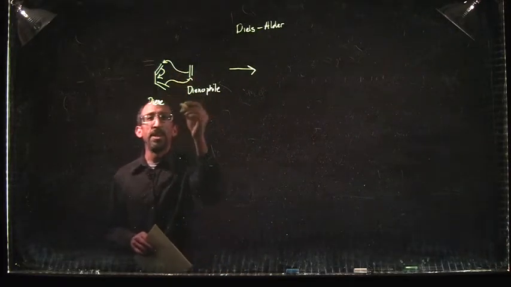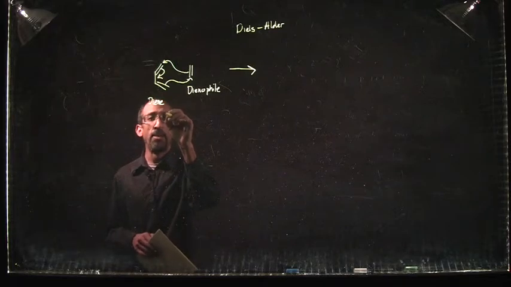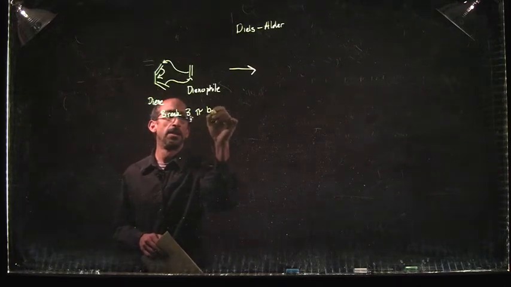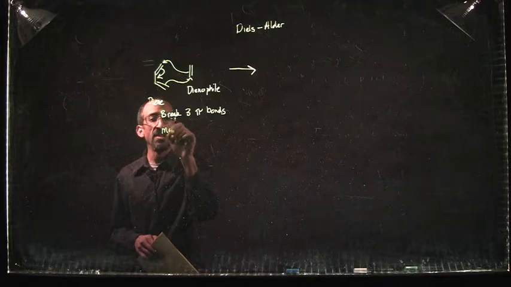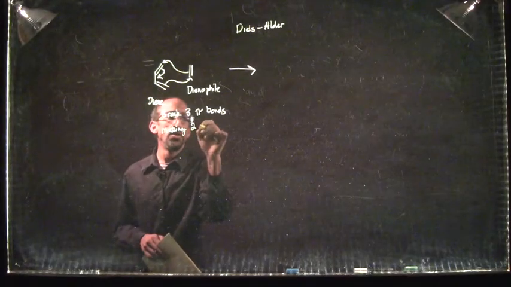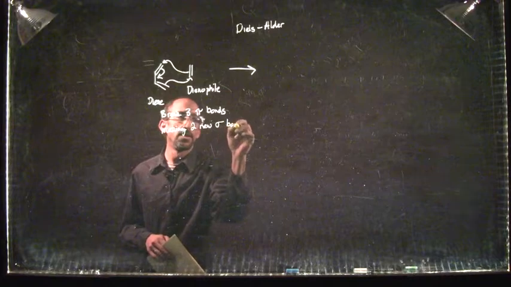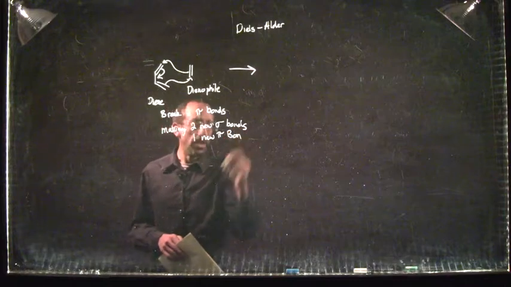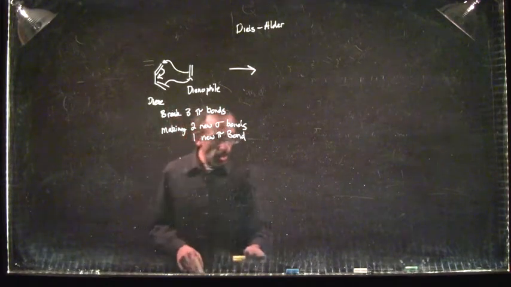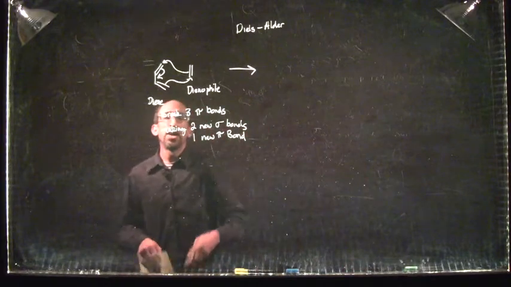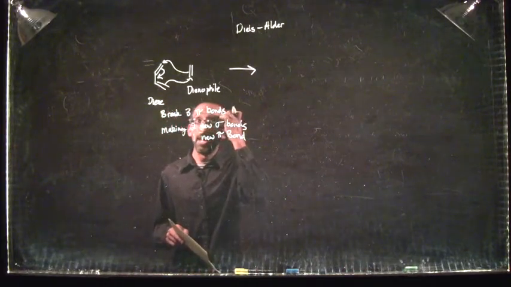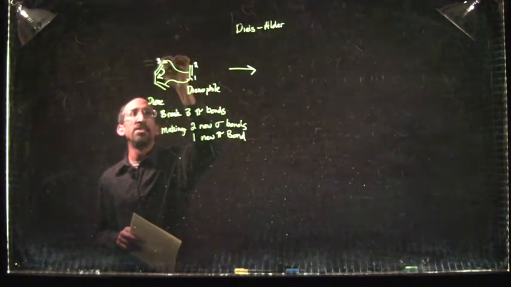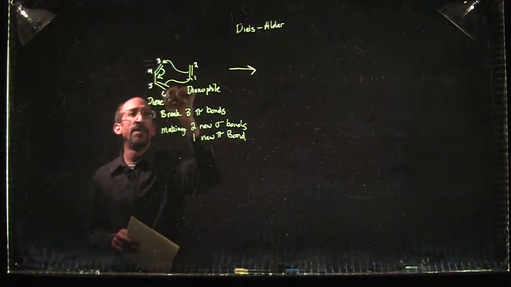So if we notice what's happening here, we are breaking 3 pi bonds, and we are making 2 new sigma bonds and 1 new pi bond. So, right, I'm going to go ahead and number all of the atoms that are involved in this process so we can see where they end up in our products. So here's 1, 2, I'm going to call this 3, 4, 5, and 6.